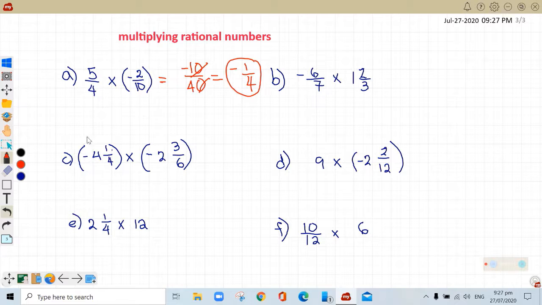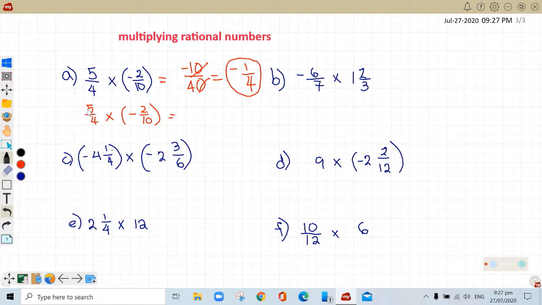Now, what if we use cancellation? Let's copy this: 5/4 times negative 2/10. Now I will be using cancellation for this one, so let's see if we'll get the same answer. When we cancel, we need to cancel a numerator with a denominator. It can't be numerator with numerator or denominator with denominator. It should be numerator and denominator, meaning up and down.